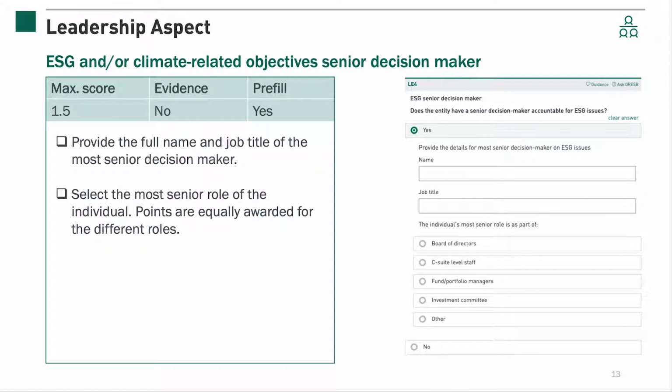The following indicator covers whether there is a senior decision maker for ESG. Having senior management dedicated to ESG increases the likelihood that the objectives will be met. A structured process to keep the most senior decision maker informed on the entity's ESG performance increases accountability and encourages continuous improvement. The indicator has a structure similar to the previous one, so we won't go over it in any more detail.